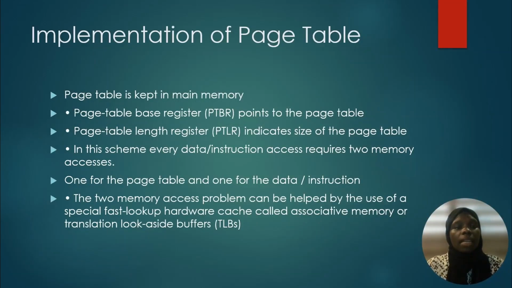Let's move on to implementation of the page table. The page table is kept in main memory. The page table base register points to the page table, whilst the page table length register indicates the size of the page table. In this scheme, every data or instruction access requires two memory accesses, one for the page table and one for the data or instruction. The two memory access problem can be helped by the use of a special fast lookup hardware cache called associative memory or translation look-aside buffers.